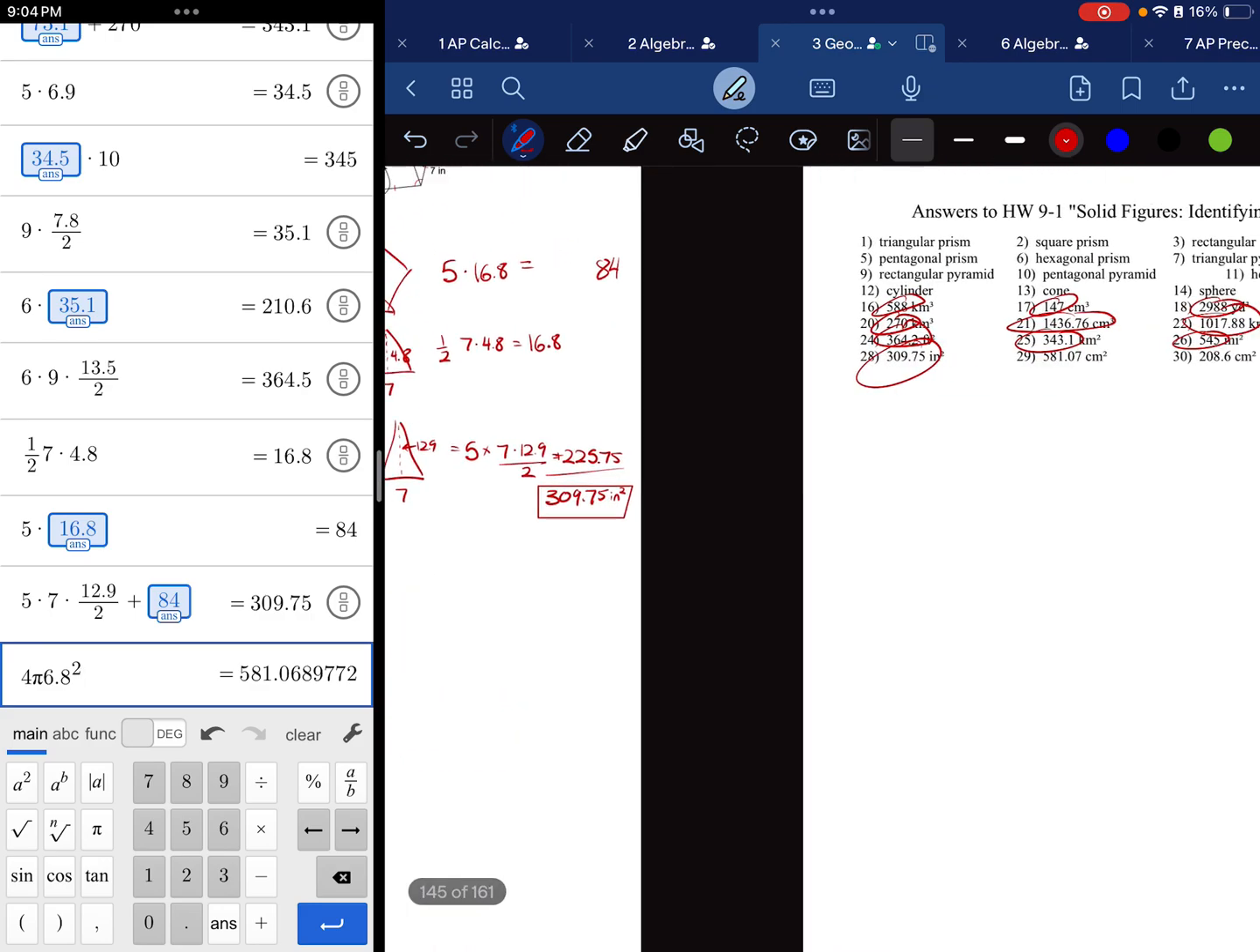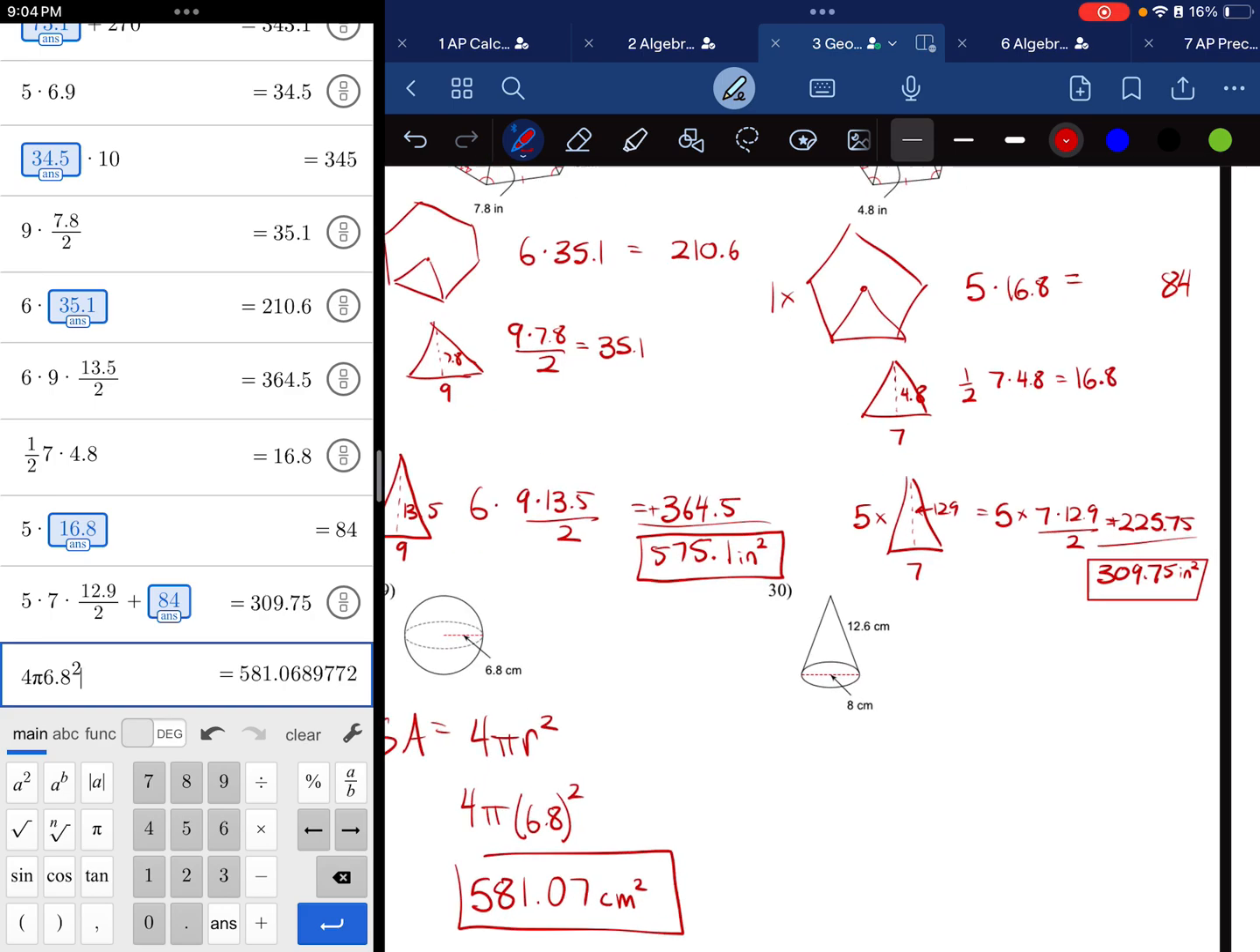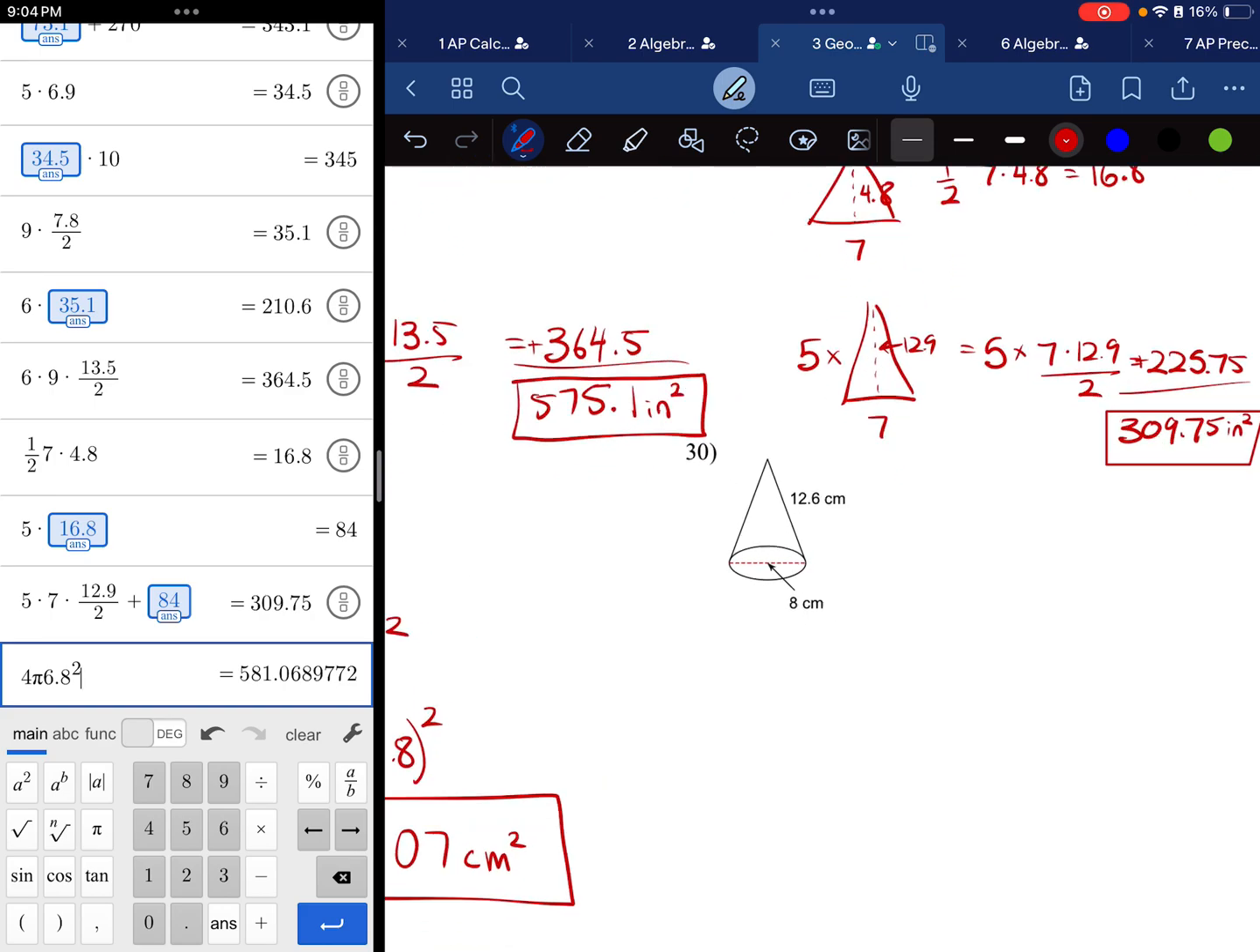How are we doing in 29? 581.07. Oh my God. And then the last one I'm going to get wrong. That's just because I know that the answer key is incorrect.